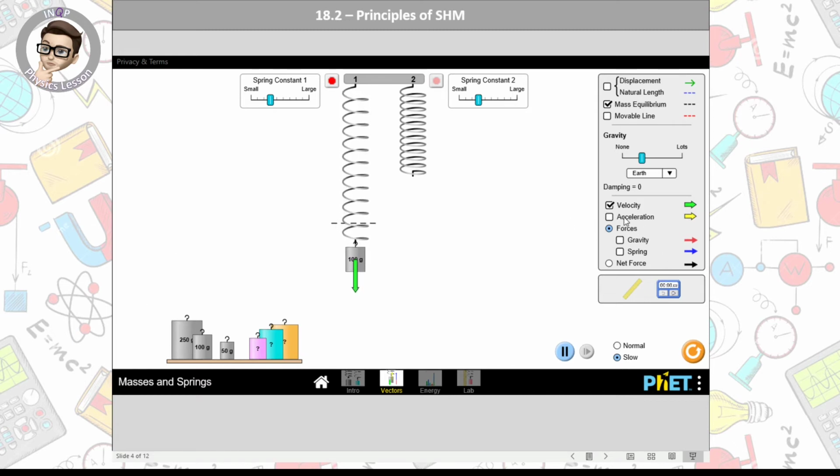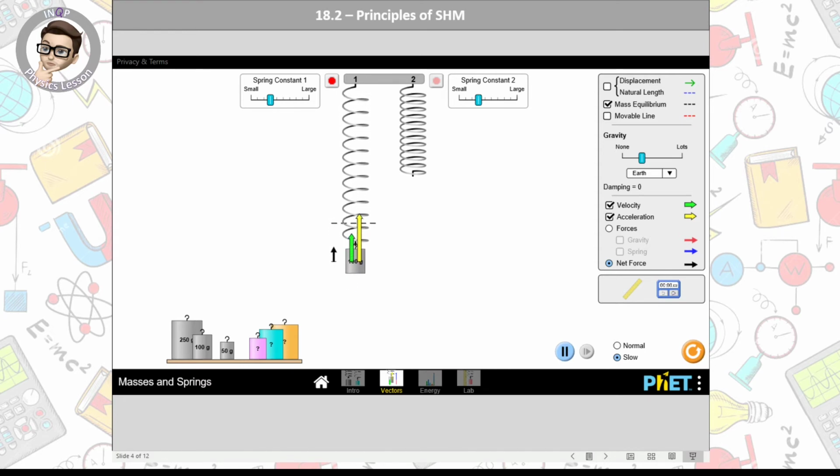Now let's link this to acceleration as well. So the yellow arrow now shows us the acceleration, and what you should hopefully notice is that yellow arrow is always acting in the opposite direction to the displacement. So as the displacement is acting in a negative direction, my acceleration is in the positive direction, and the same in the opposite way round. So if it's in the positive direction, my acceleration is in the negative direction, and that's because of the net force.